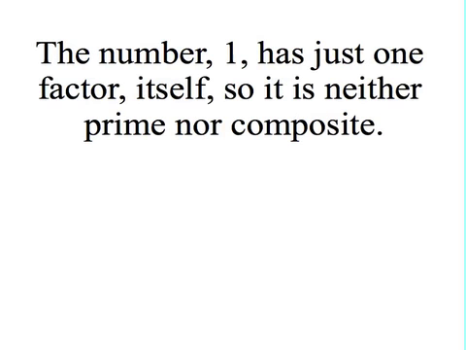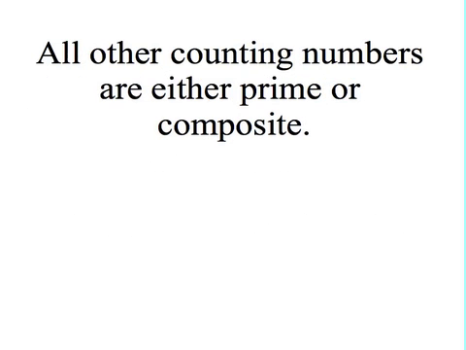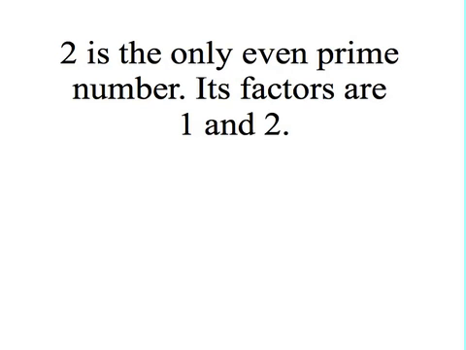The number 1 has just one factor, itself, so it is neither prime nor composite. All other counting numbers are either prime or composite. 2 is the only even prime number. Its factors are 1 and 2.